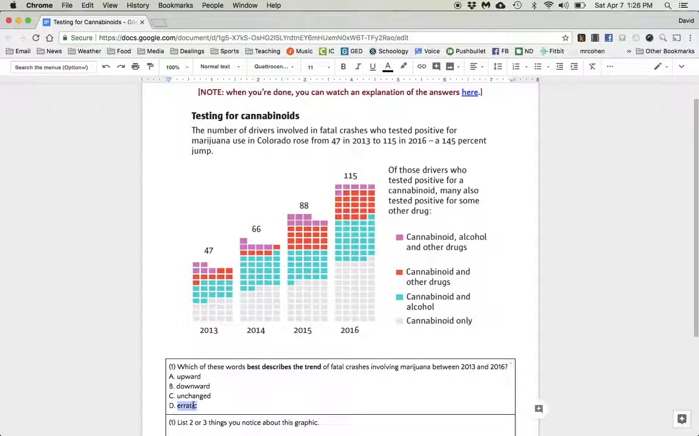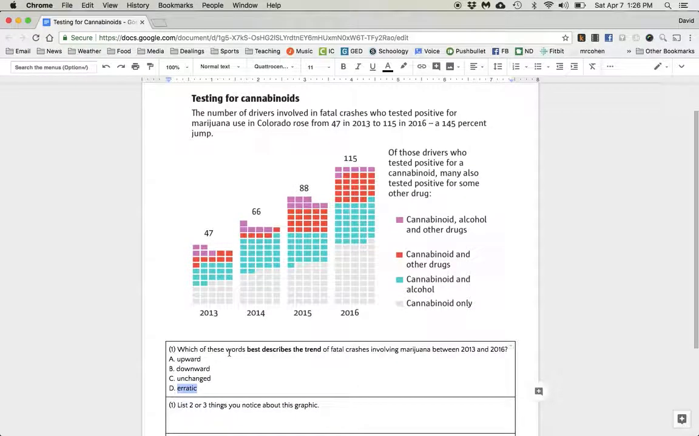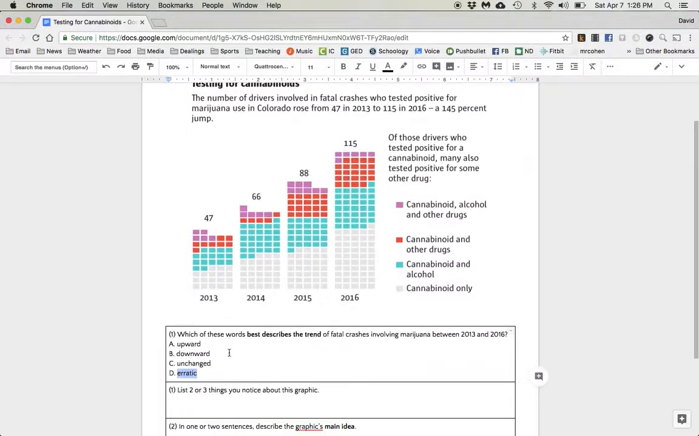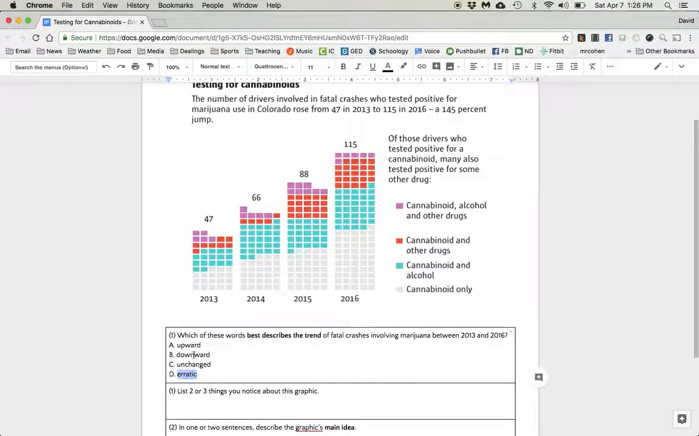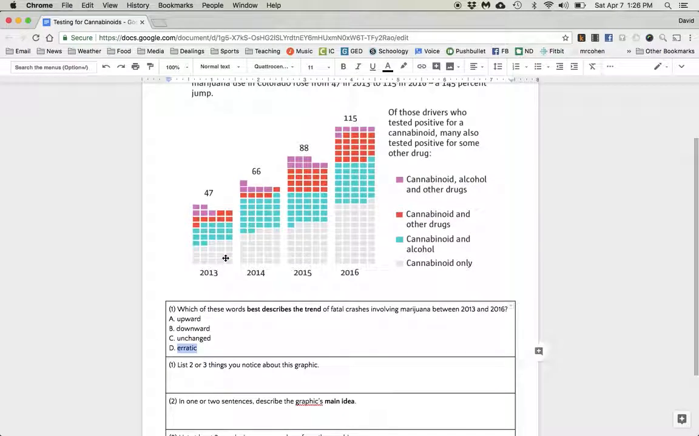Erratic, even if you don't know what erratic means, this is one of those where you use process of elimination. This one is a little too simple for process of elimination. But if you got to the point where you couldn't, it was either going to be upward or erratic, upward is going to be a pretty solid answer. This looks taller and taller and taller. If these were skyscrapers, erratic means like all over the place, and that's not what describes these graphs.